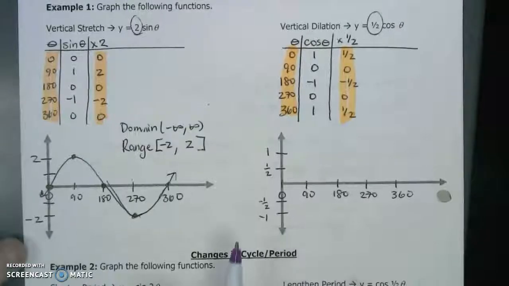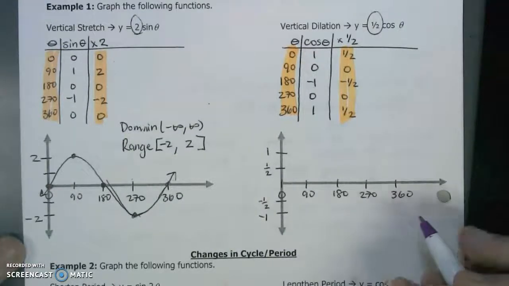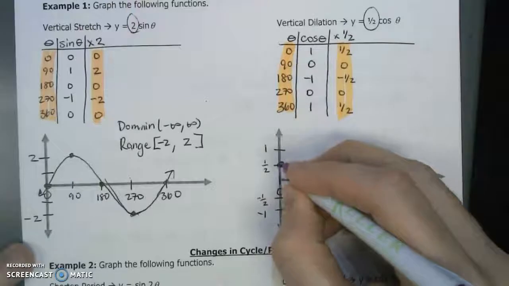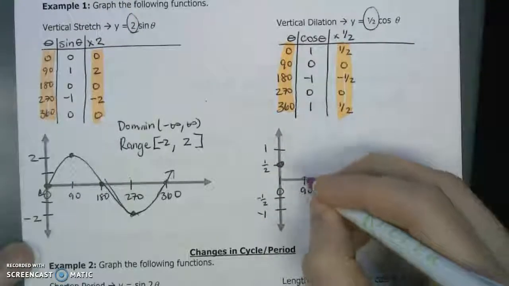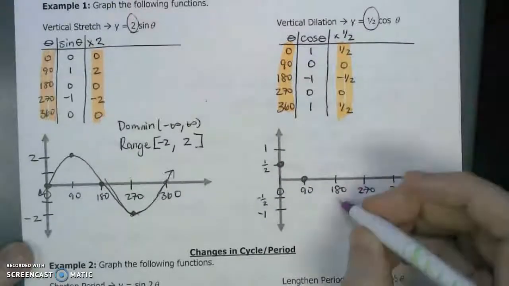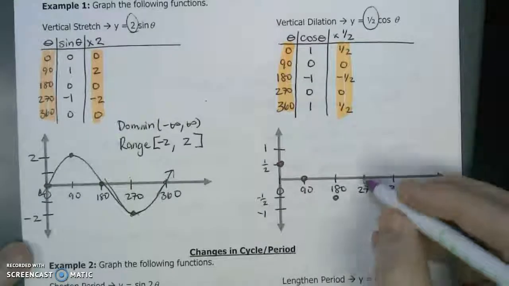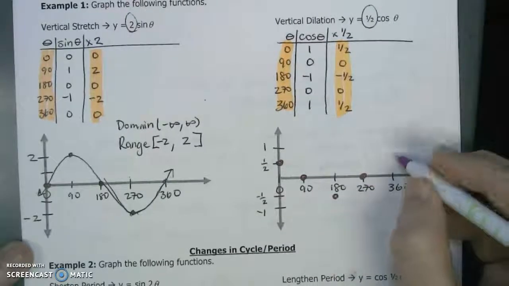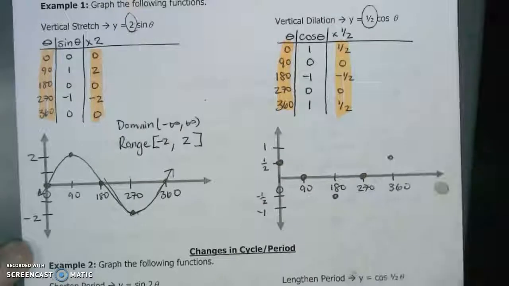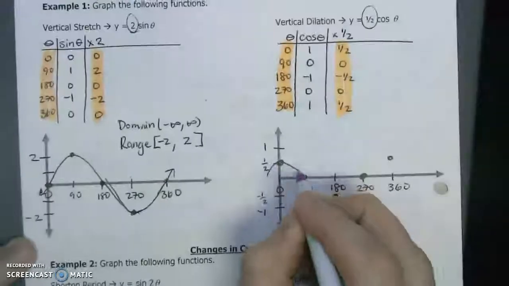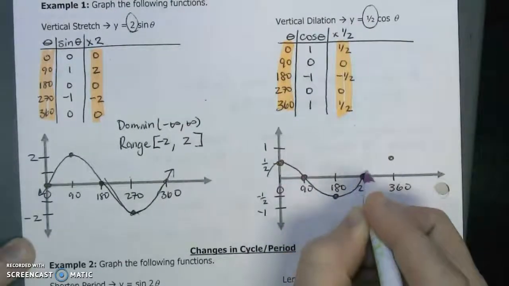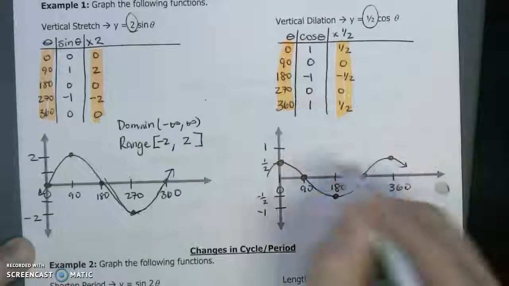So on my graph, I'm going to put a point at 0, 1/2. 90 is at 0. 180 is at negative 1/2. 270 is at 0. 360 is at positive 1/2 again. And then connect these with a smooth curve. And that should be your graph.